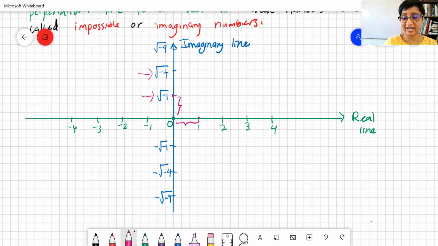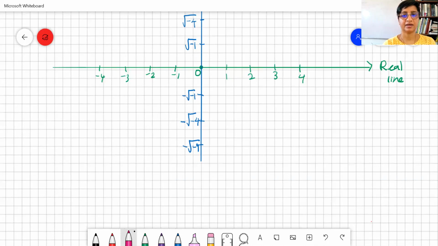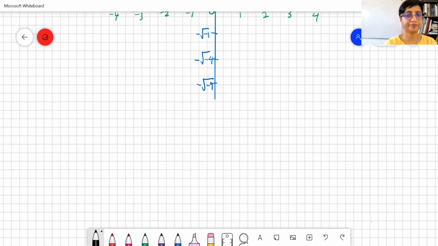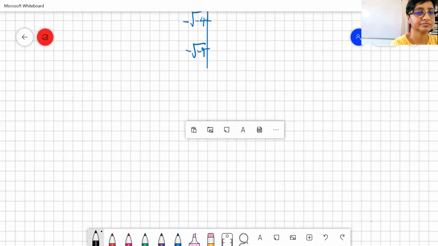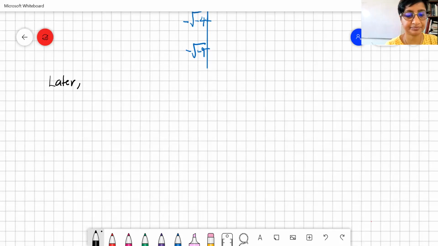Don't add those little things that I added to this, okay? I just wanted to point that out here. I'm moving this up. I hope it's okay. Later, Euler. Heard of Euler?